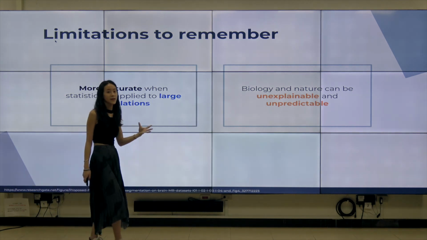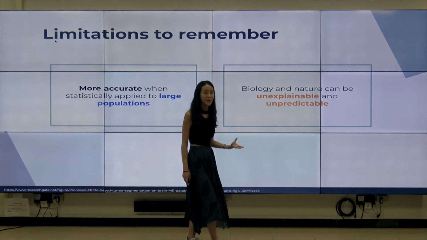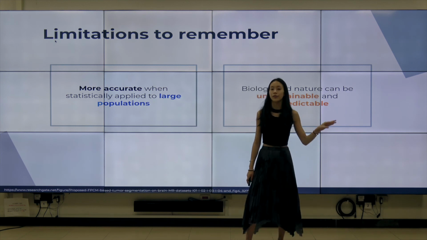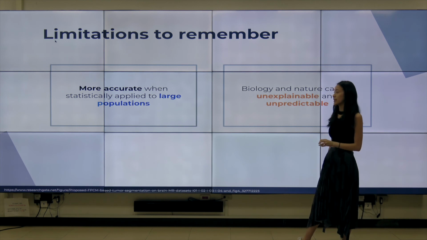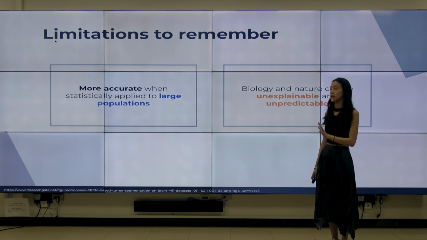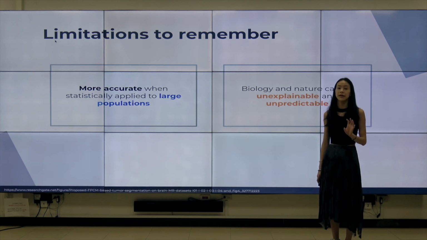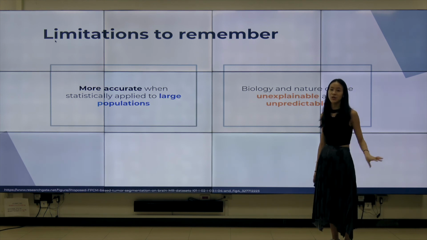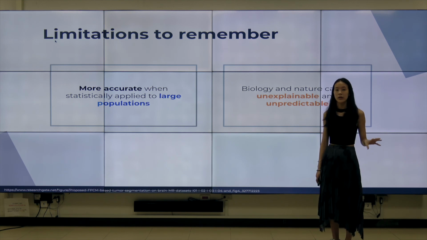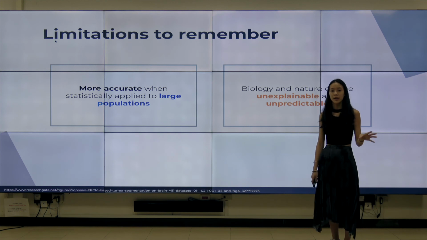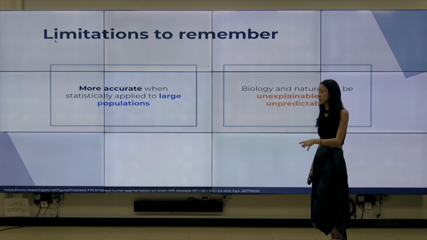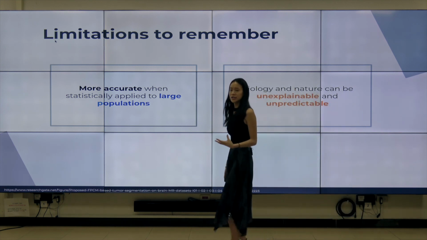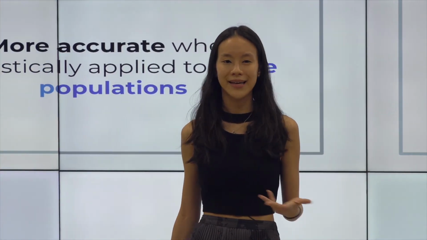And so a few things that I would like you guys to take away, in addition to this overall general view of prognosis, are the limitations. The very first thing that we need to remember is that prognosis is a lot more accurate when we're statistically applying this to large populations. You can see this in any kind of statistical concept or method or situation, where the bigger your population, the better it is, because you're feeding in more information to give a better prediction for future cases. And the thing with biology is that there's a lot of things with nature that are actually very unpredictable.